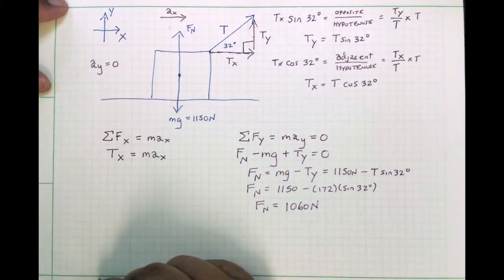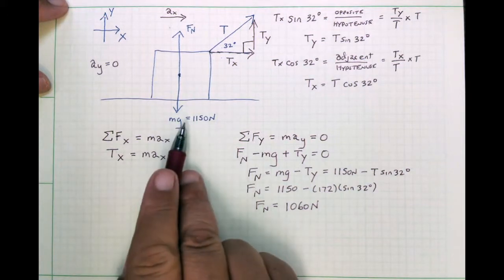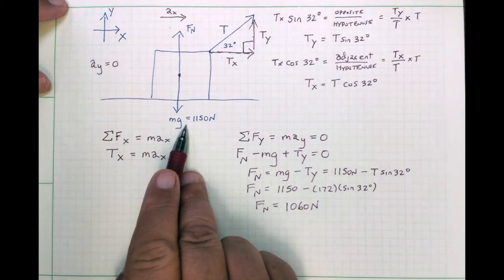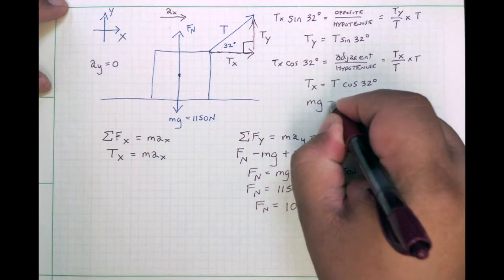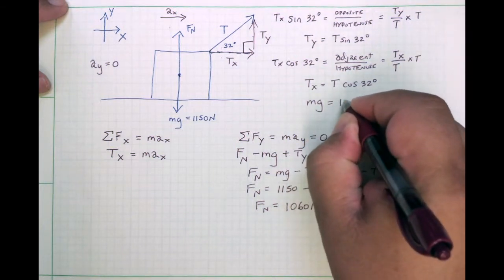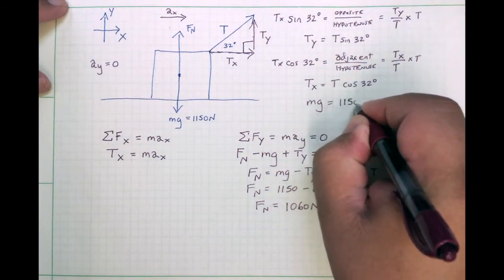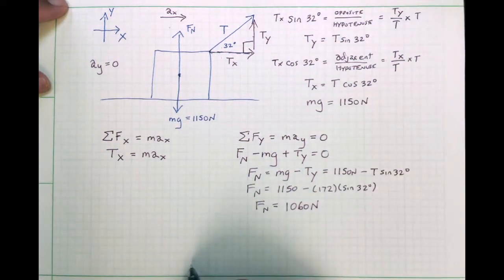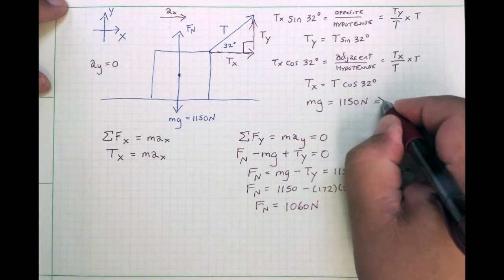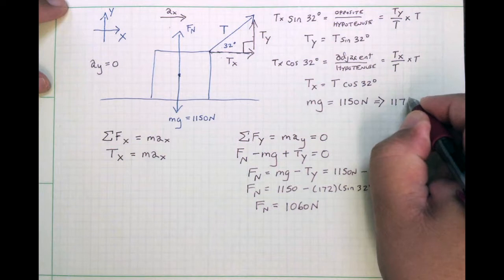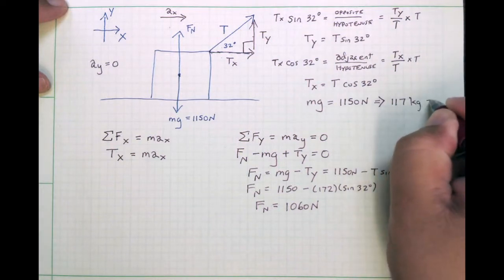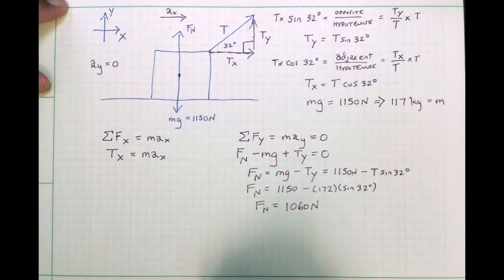We pause for a moment because we are not given the mass of the crate. However, we are told the weight of the crate, and since we are told that mg, the weight of the crate, equals 1,150 newtons, we can solve for m by dividing both sides by 9.8, and that gives us 117 kilograms for the mass of the crate.